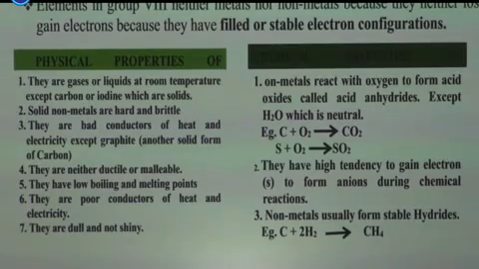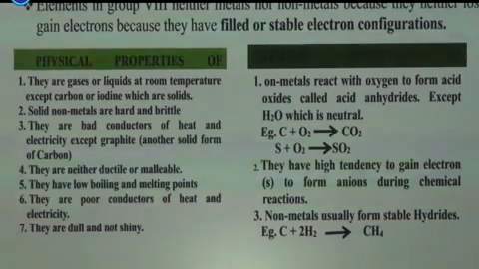Number 4, non-metals are neither ductile nor malleable. That means they can neither be beaten into sheet or what? Drawn into wires. Number 5, they have low boiling and melting points. All right? When you take a look at metals, we said they have high. So you can see that most of the properties of metals and non-metals are like contradictory. This is the opposite of the other.